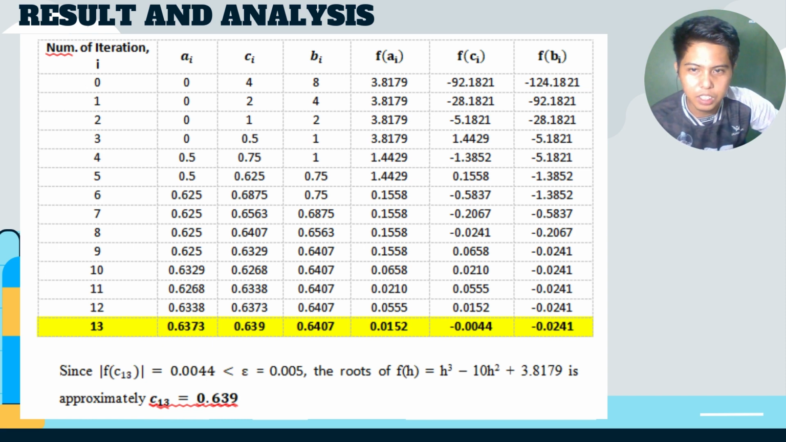Lastly, for the result and analysis, the total number of iterations that we did for this project is 13, and the last value we get is 0.004, which is less than the epsilon number of 0.005. Since f(c13) fulfills the stopping criteria, we take the root for the equation h cubed minus 10h squared plus 3.8179 to be approximately 0.639. So that's all for the result and calculation. Thank you.